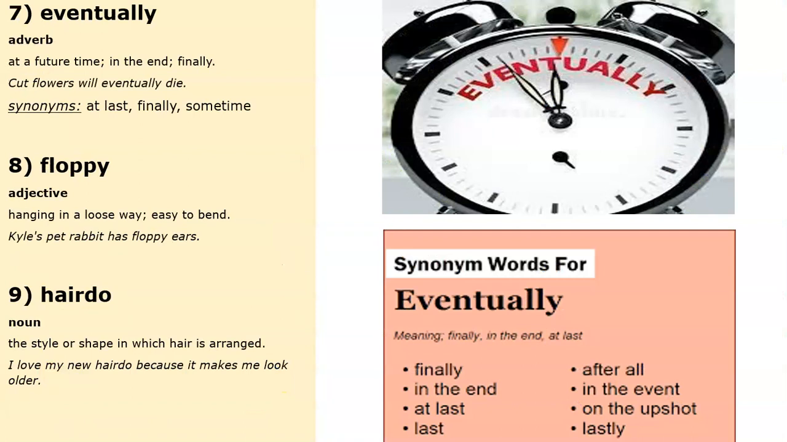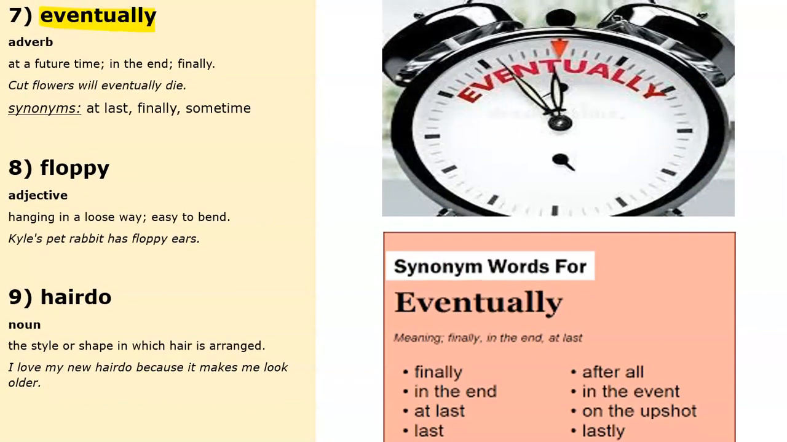Our next word is eventually. Eventually is an adverb, and it means at a future time, in the end, or finally. For example, cut flowers will eventually die. So eventually, when we use this word, we think about something that will happen. No matter what we do, this thing will finally happen. Then I can say it will eventually happen.